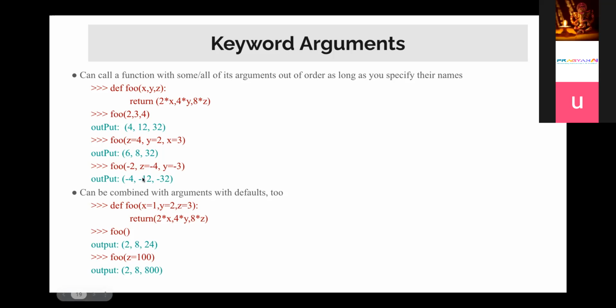And you can also mix the default values and this. In this case, I'm defining default values, and then since these are all defined, I'm just saying z is equal to something. So the combination of default and keyword arguments is also possible. If you have any questions, let me know.